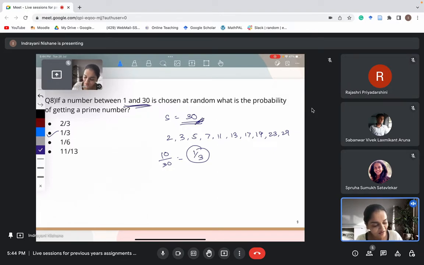We stopped counting the prime numbers at 20, but we were supposed to go till 30. That's why the answer we were getting was not part of the options. So we found the correct answer, which was 1/3.